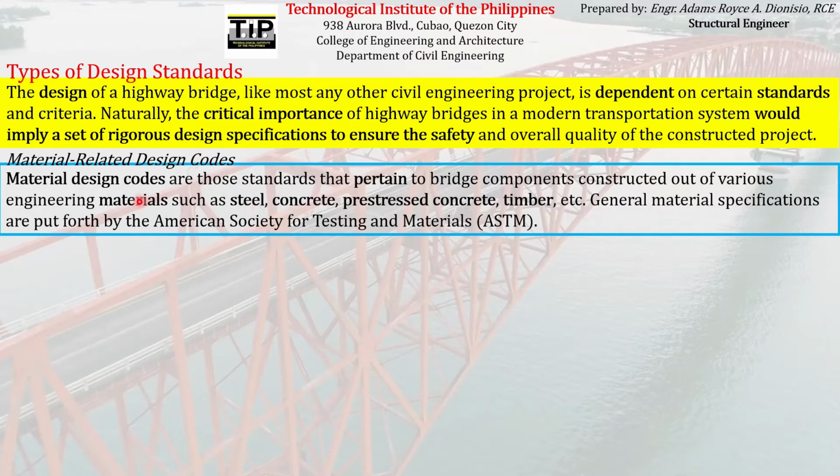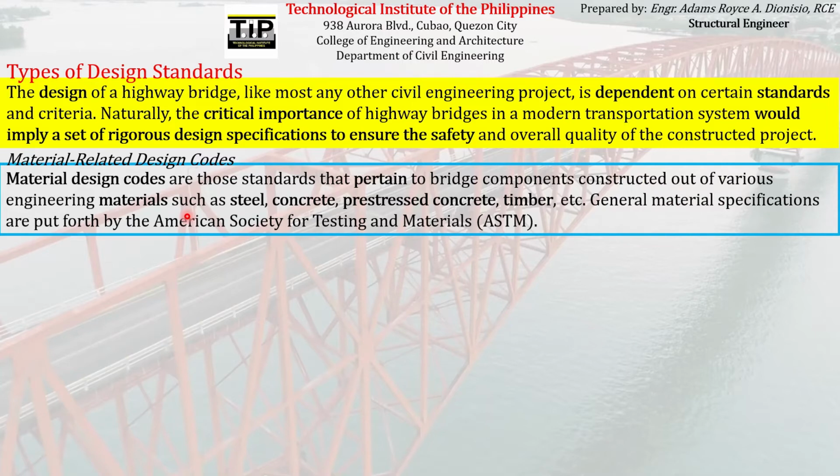These materials can be steel, concrete, prestressed concrete, or timber. Whenever you use a particular material on a particular highway bridge project, say for example concrete, you have to refer to the governing material related design code pertaining to the concrete material.